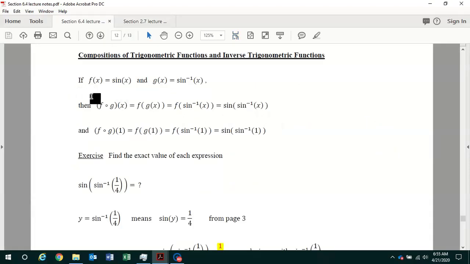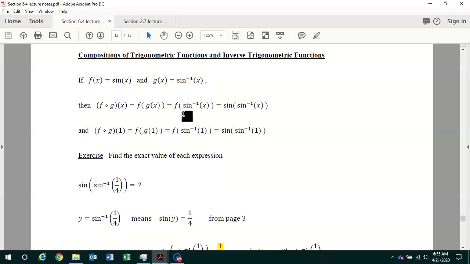So here we have, if f of x is equal to the sine of x and g of x is equal to the inverse sine of x, then the composition of the function f with g as a function of x is equal to f of g of x. In finding this composition, the first step is to replace g of x with what it's equal to. Well, g of x is equal to the inverse sine of x, so replace g of x with the inverse sine of x, which we have here.